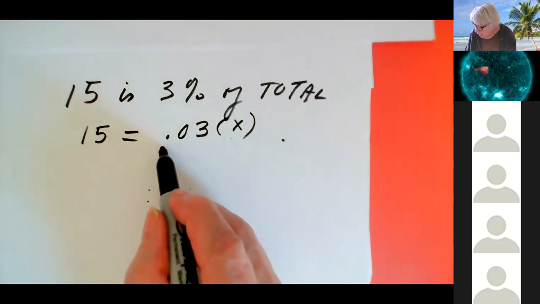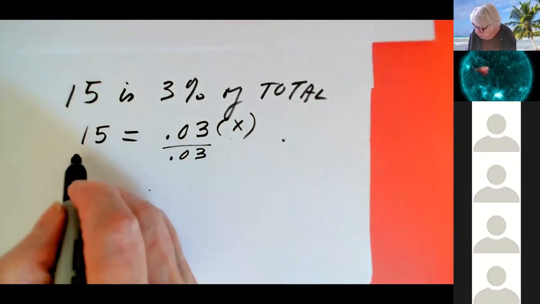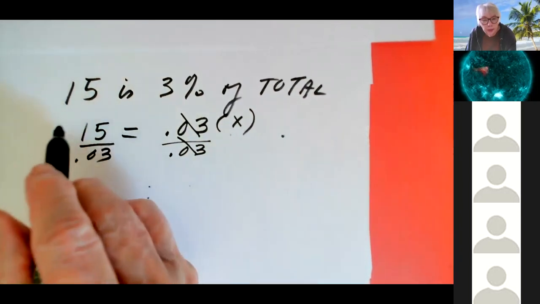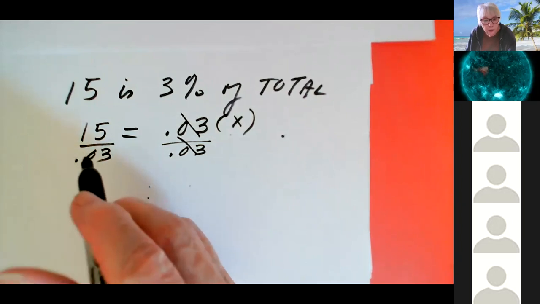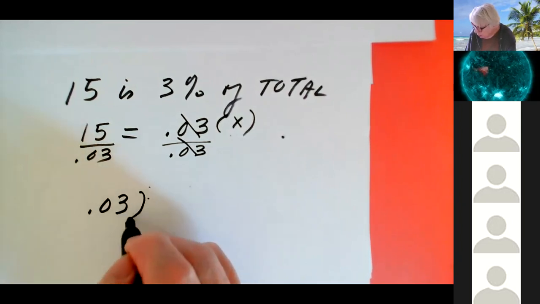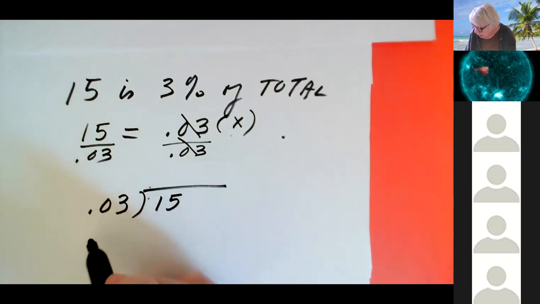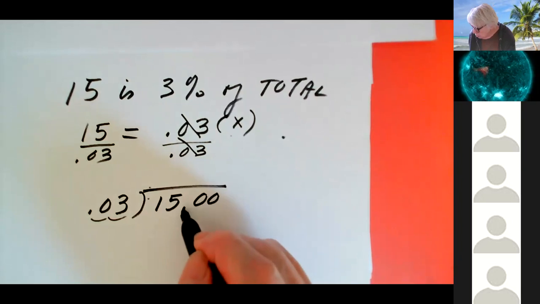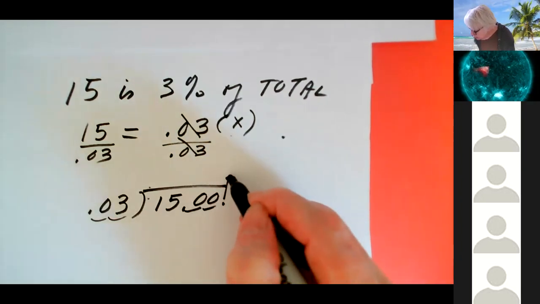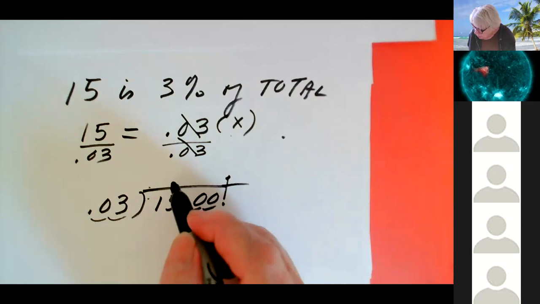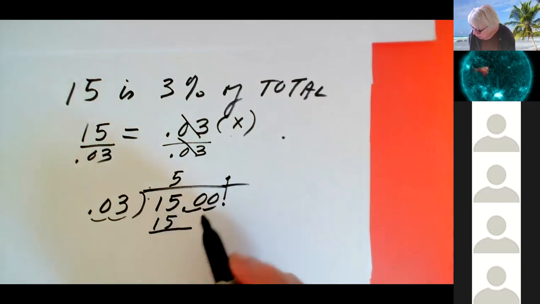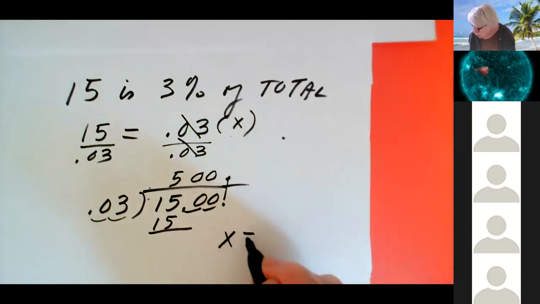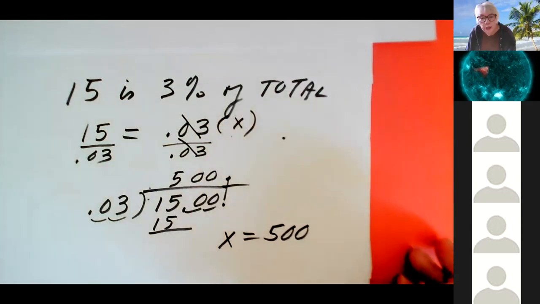Okay. You would divide by 0.03 on both sides. This then, if you can sort this out, you've got it. 0.03 into 15. This is a 2 decimal place shift. This is also 2 decimal places, and it comes up. 3 into 15 is 5, and 2 zeros. X is 500. Do we care?